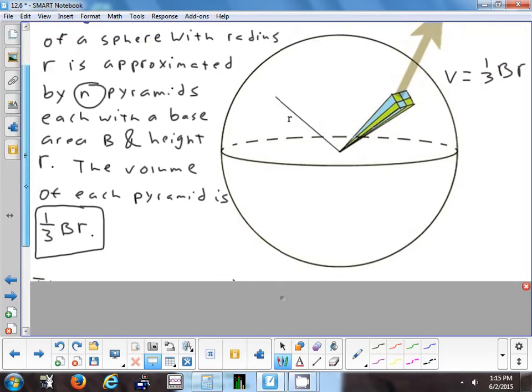Now, how many of these pyramids do we have? We gave a name to how many we have. N. Yeah, we have N of them. N could be maybe 1,000, 10,000, a couple million, whatever it is. It doesn't matter. You'll see why it doesn't matter in a second.